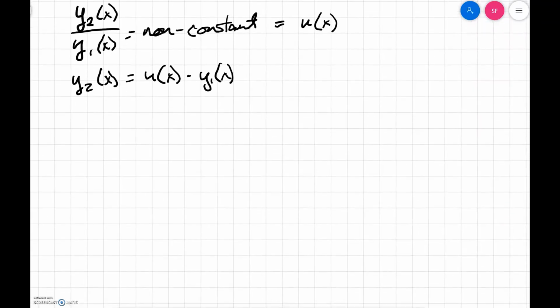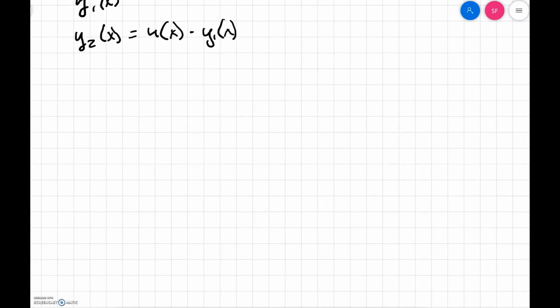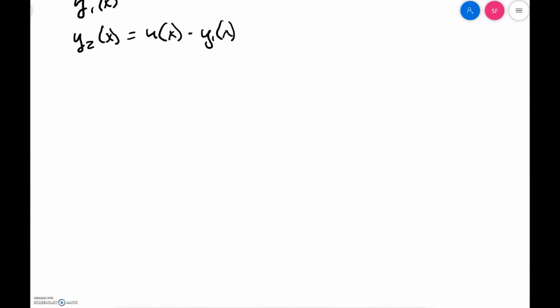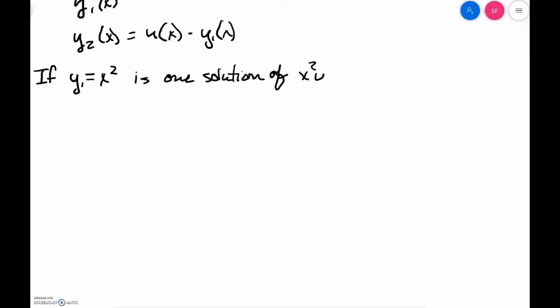Let's just go ahead and do an example. I think these are easiest to see as an example. So if my first solution is x squared, and it is one solution of the differential equation x squared y double prime plus 2x y prime minus 6y equals 0, let's find a second solution.